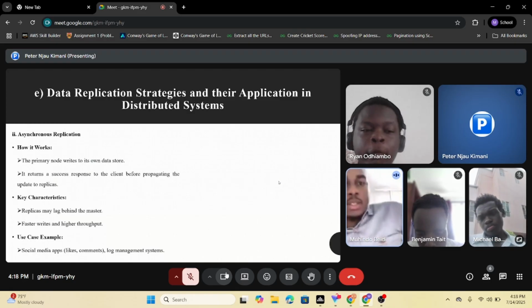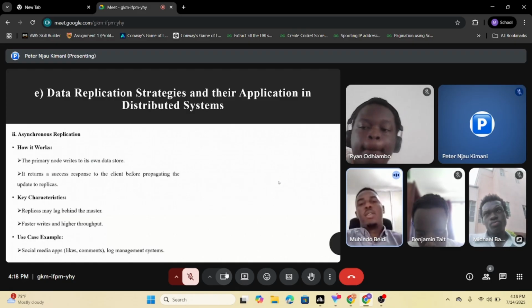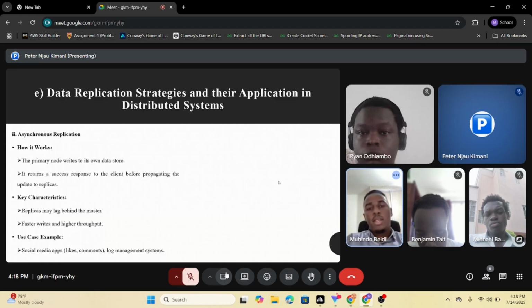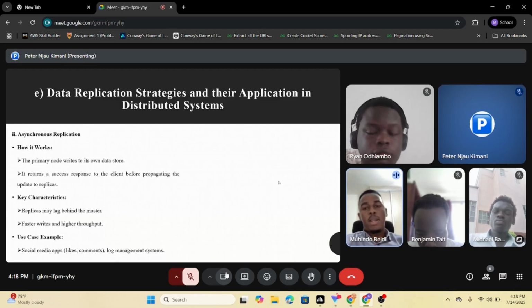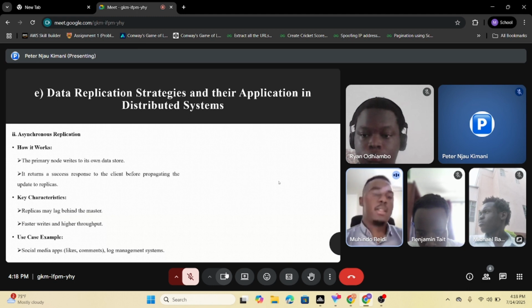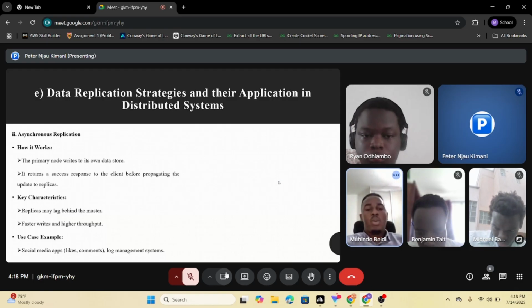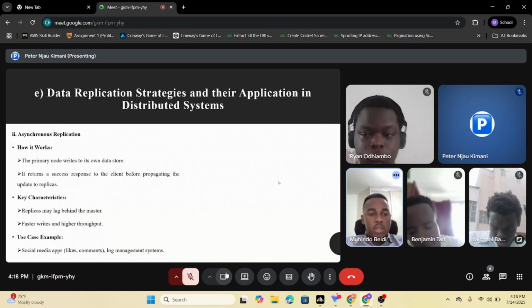Now let us discuss the second one, which is asynchronous replication. How it works: the primary node writes to its own data store. It returns a success response to the client before propagating the update to replicas. The key characteristic: the replicas may lag behind the master, with faster writes and higher throughput.